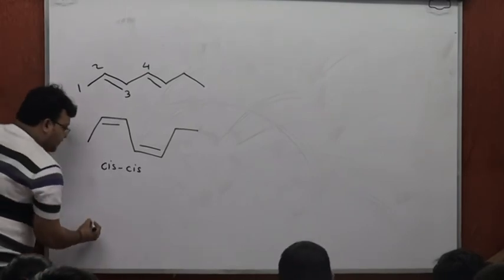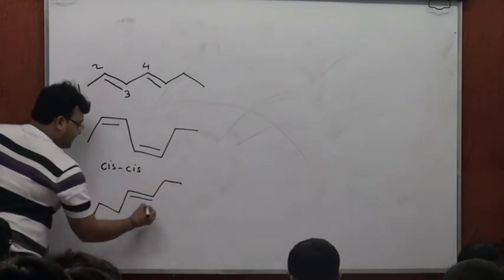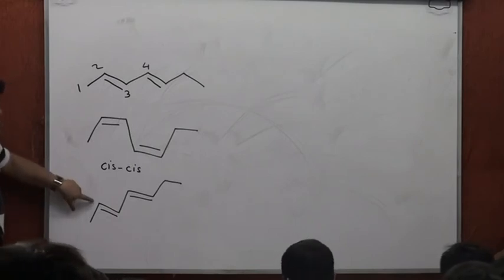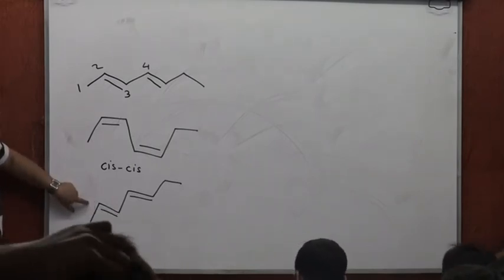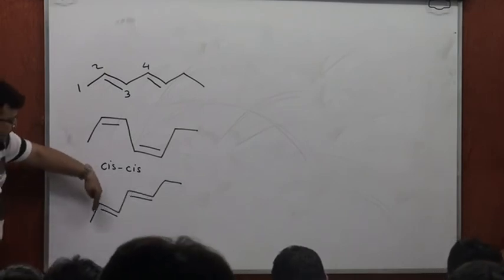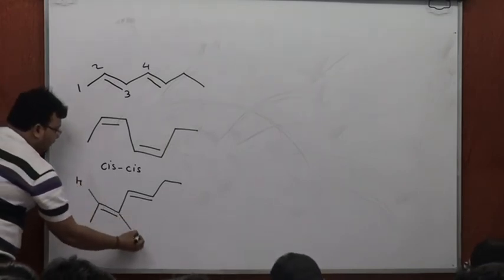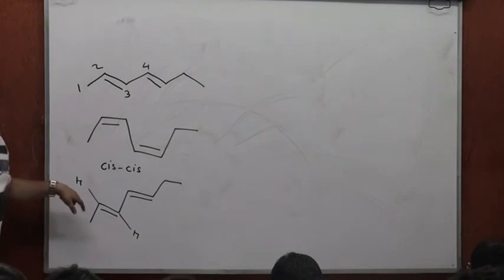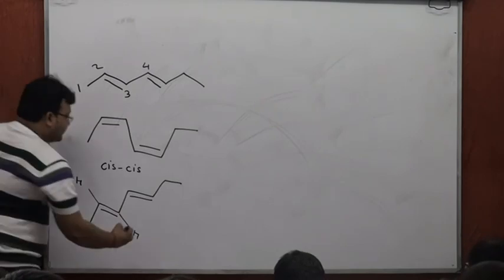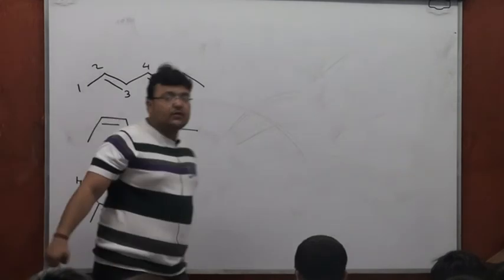Then I could have drawn it in this way. Now tell me, around this pi bond, is it cis or trans? Trans. This is trans around this pi bond. All of you understand this? Because you find a group coming down, a group moving up. And again, if you draw the invisible hydrogen atoms, you'll find one hydrogen above, one hydrogen atom below. With respect to both the pi bonds, it's trans. So can I call this a trans isomer? Please respond.